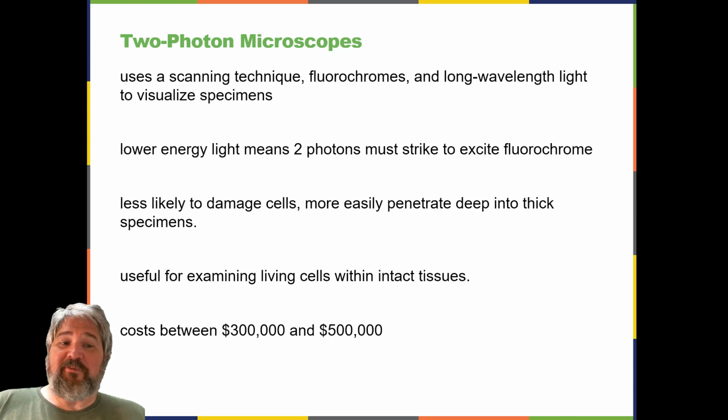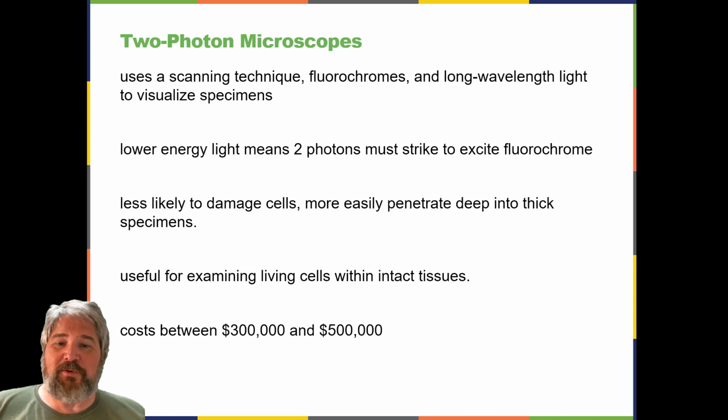These problems were resolved with the development of the two-photon microscope, which uses a scanning technique, fluorochromes, and long wavelength light, such as infrared, to visualize specimens. The low energy associated with the long wavelength light means that two photons must strike a location at the same time to excite the fluorochrome. The low energy of the excitation light is less damaging to cells, and the long wavelength of the excitation light more easily penetrates deep into thick specimens.